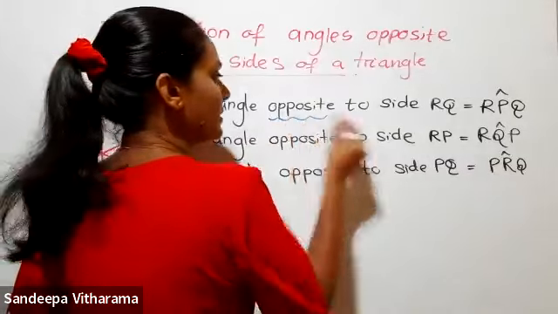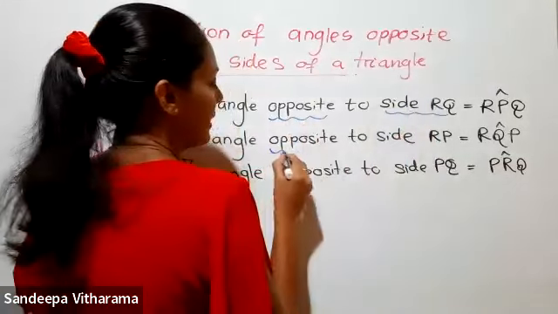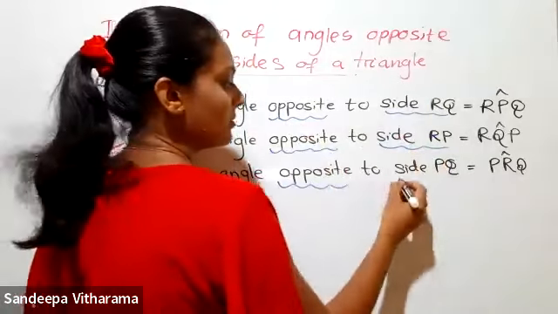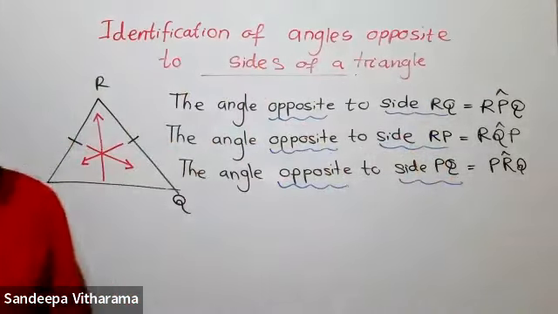Angle opposite to the side RQ. Angle opposite to the side RQ. Angle opposite to the side PQ. Okay.